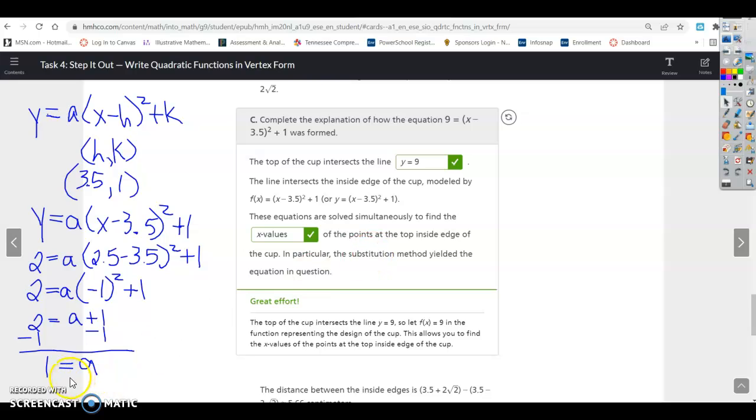So both ways will be the same solution if you solve it correctly.